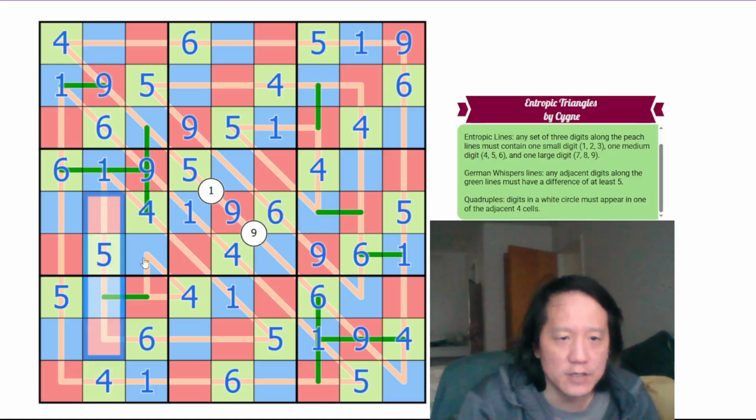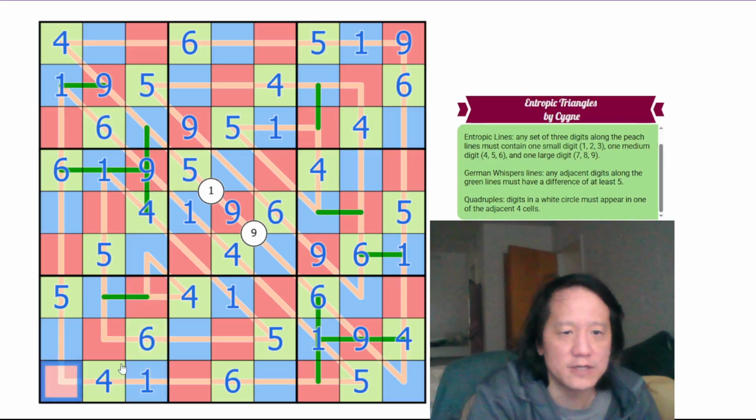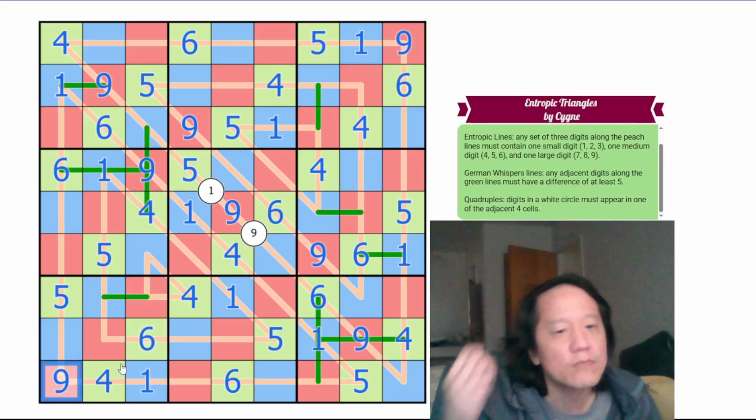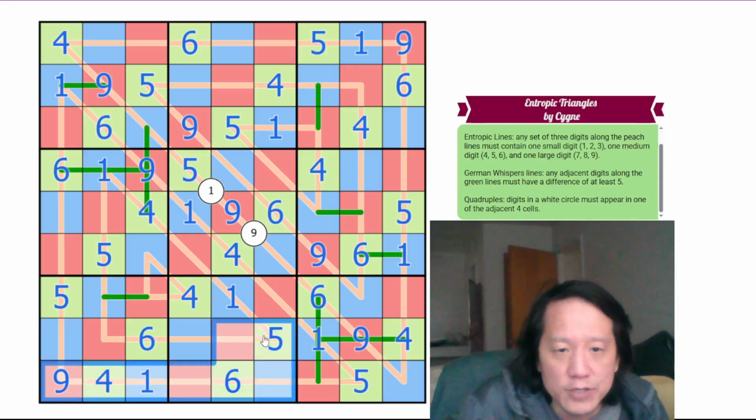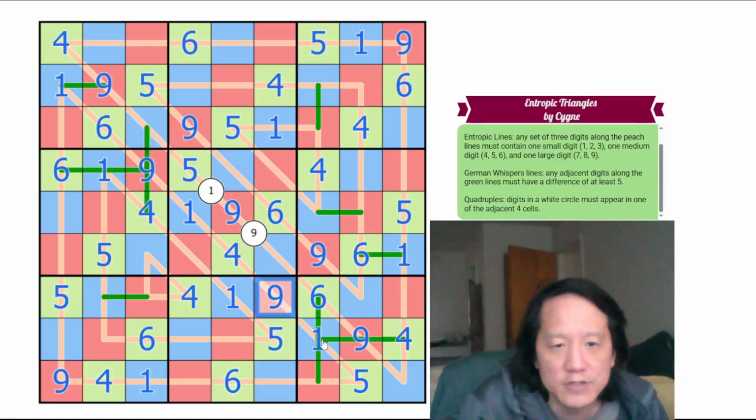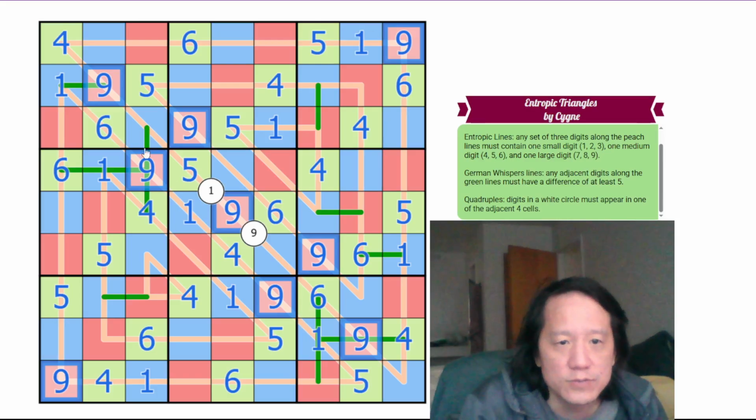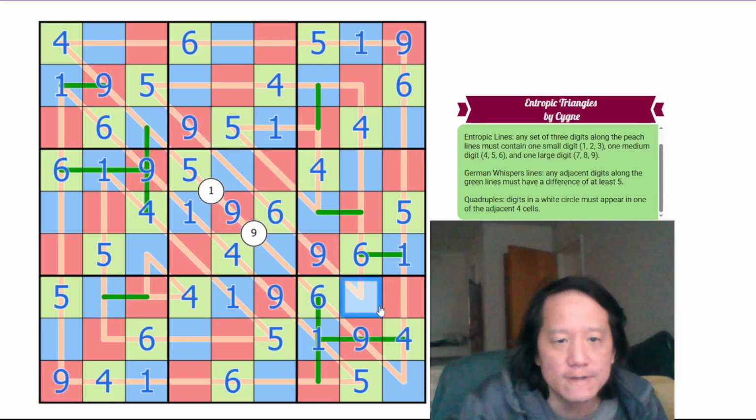No 9 here, no 9 here, so that means 9 has to be here. No 9 here or here in this lower central box. That leaves 9 as here. And that should be all the 9s, right? 1, 2, 3, 4, 5, 6, 7, 8, 9. Okay. So the remaining things we have are whisper 5 lines. Interesting.